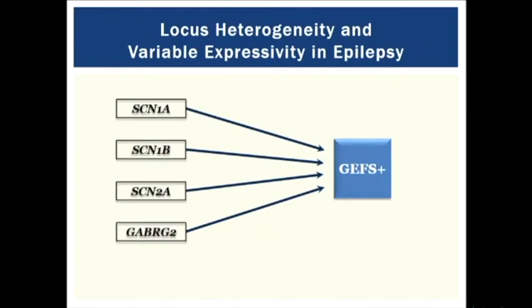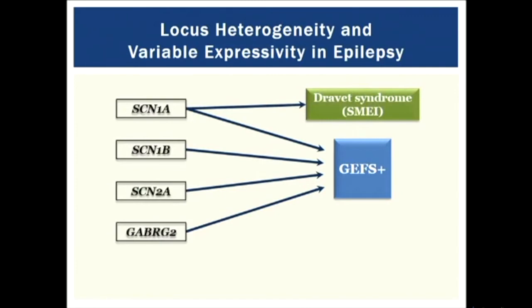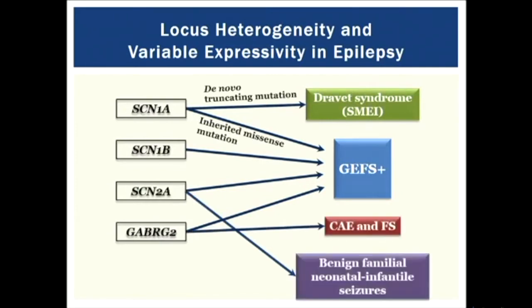And another example of both locus heterogeneity and variable expressivity in epilepsy, with the genetic epilepsy with febrile seizures plus phenotype, there are actually 4 different genes that have been found to raise risk for it in different families. And each of them is also associated with other phenotypes as well. So we see a very complex relationship between genotype and phenotype here.